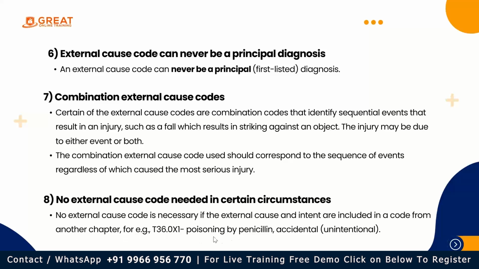Yeah, this is a code for poisoning. Poisoning codes we can find in the T series. In further sessions we will cover this chapter of poisoning, adverse effect, and everything. But here it is saying that if the code itself covers the intention, and here you can see this code covers the intention that this poisoning is accidental, right? So we don't need to use an extra external cause code, as it is included in this poisoning code only. Getting it? Yeah, okay.